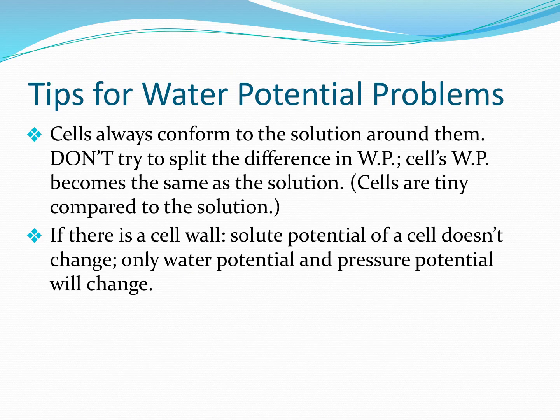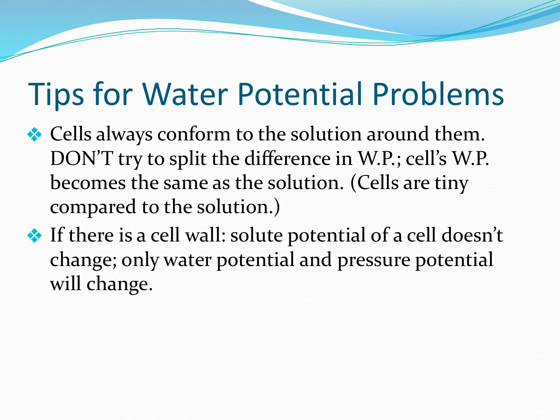Couple of tips for water potential problems. Cells always will change and conform to the solution around them. You can assume the cell's water potential will become the same as the solution because the cells are so tiny compared to the rest of the solution that surrounds them. If you have a cell and a solution around it, the final water potential of both is not going to be equally in between. The water potential of both at the end is going to be whatever the solution around them was. The cell is the one that is going to change.